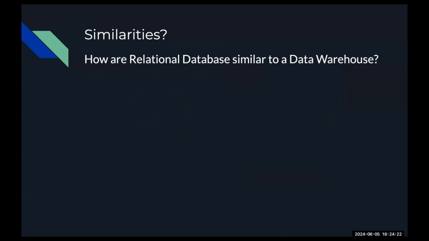So question: what are some of the similarities between a data warehouse and a traditional relational database? Just feel free to chime in. SQL, that's a good one. What else? Both have tabular data. Structured versus unstructured, yep, they can all support all of that.